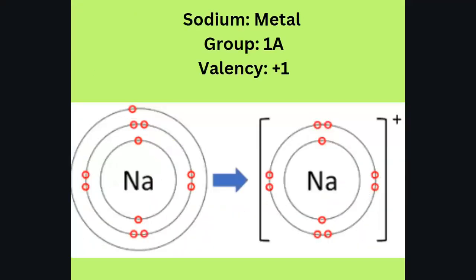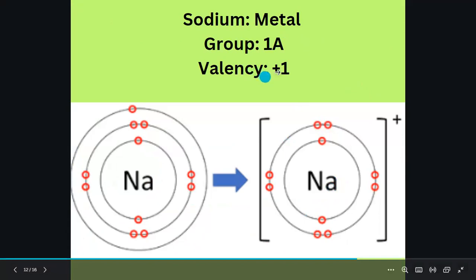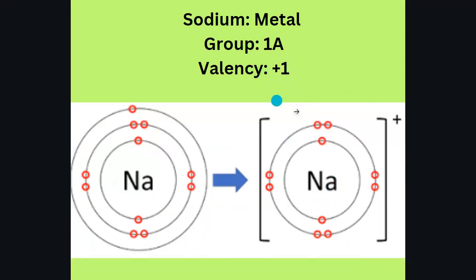Right now in front of me, I have sodium metal. It is present in group 1A. It has a valency of +1. That means it will always lose how many electrons from its outermost shell? One electron from its outermost shell, right? So here it develops a positive charge.